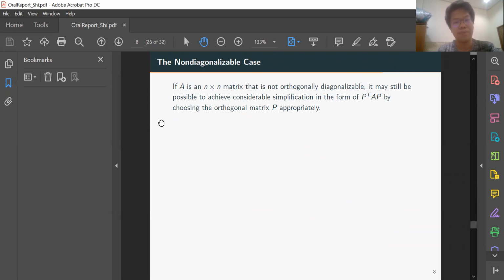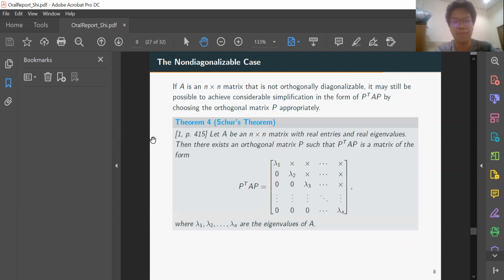Now, for the non-diagonalizable case, if A is an n by n matrix that is not orthogonally diagonalizable, it may still be possible to achieve considerable simplification in the form of P transpose AP by choosing the orthogonal matrix P appropriately. We present two theorems for this.